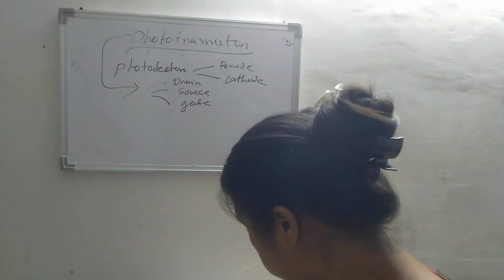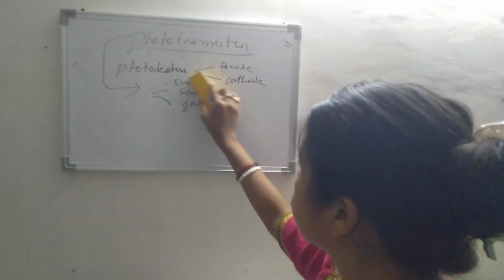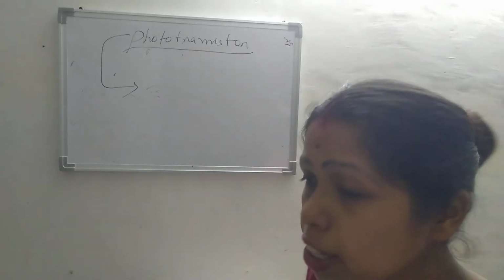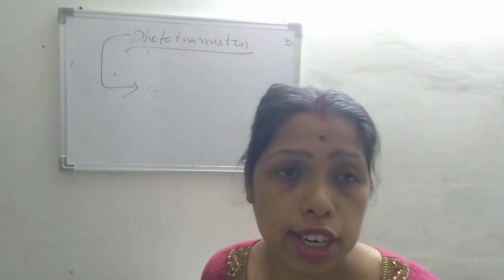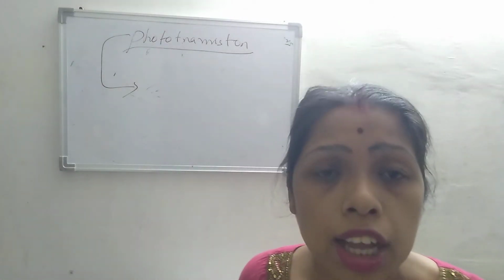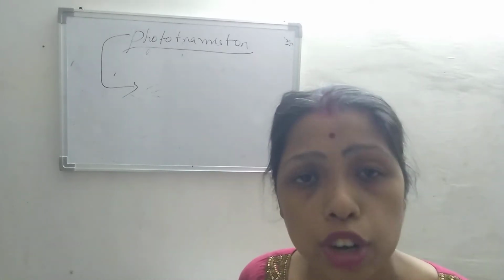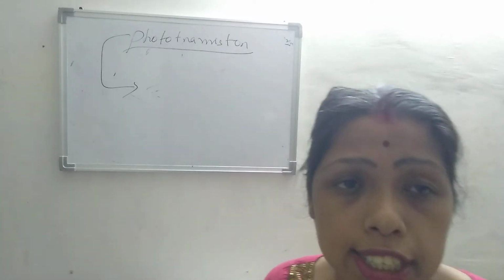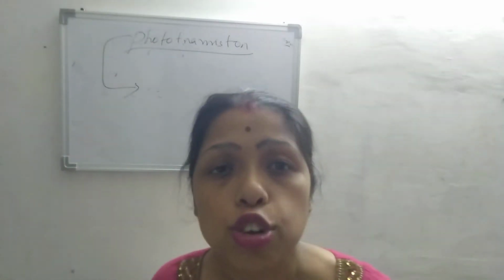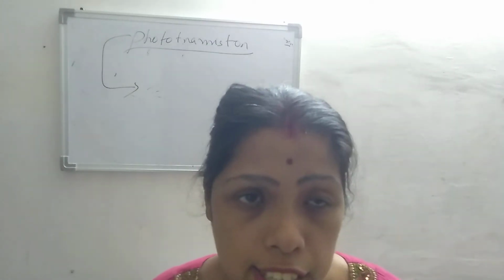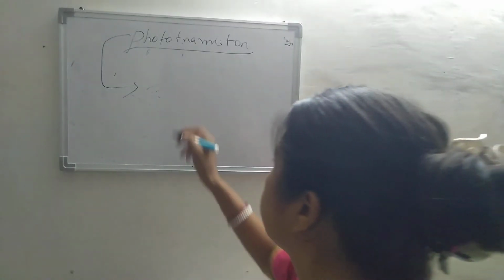Now here I will draw the diagram of the phototransistor. We can design the phototransistor in two ways: one is the lateral structure and the other is the vertical structure. If you want to design a photodetector or photoconductor, the vertical structure is suitable. But in the case of the phototransistor, we refer to the lateral structure. What is the lateral structure?